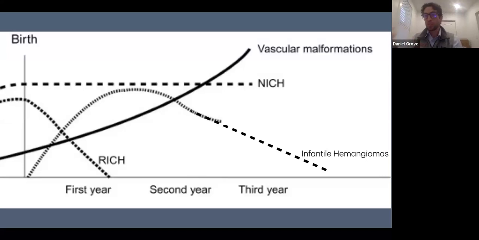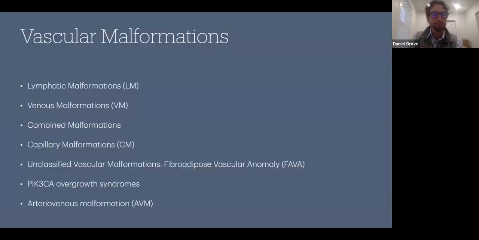So depending on when patients present with a vascular lesion, you might be thinking it could be a deep infantile hemangioma, but if the patient's presenting later on in adolescence, that doesn't really fit the picture, and you should start racking your brain for other differentials like vascular malformation. So these are all the vascular malformations we'll talk about today.